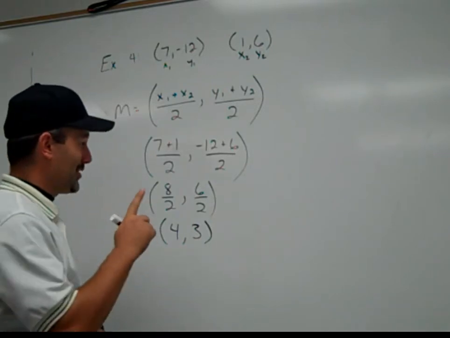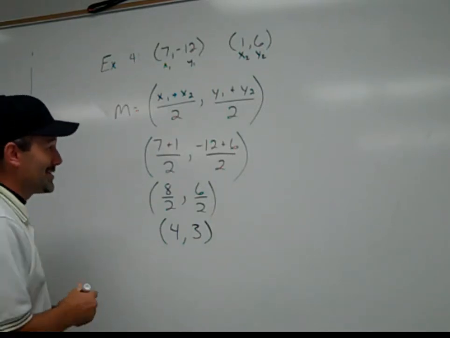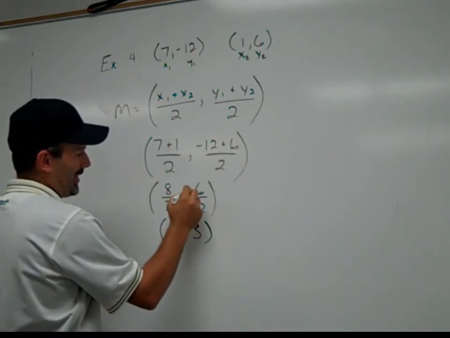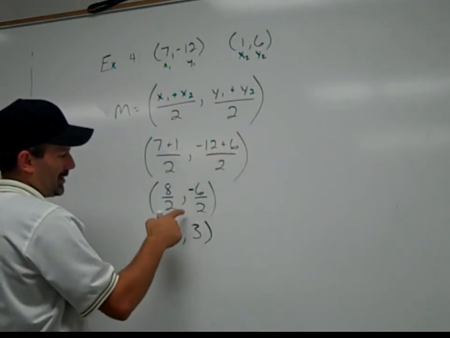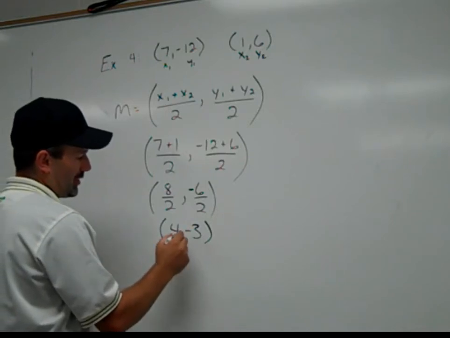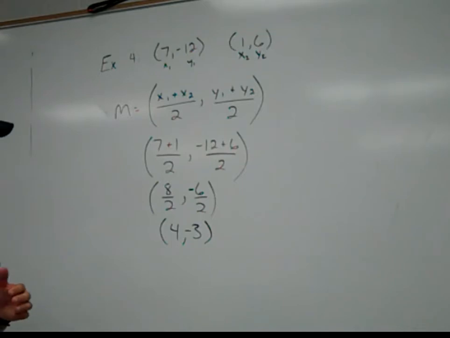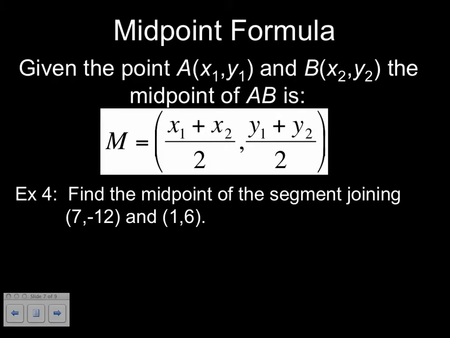Okay, check that. As you can see, if you're paying attention, I did something wrong here. Negative 12 plus 6 is negative 6, and then negative 6 divided by 2 gives us negative 3 for our answer. So it should be 4, negative 3. And on the PowerPoint, we'll see that. As we've shown, that midpoint is 4, negative 3.